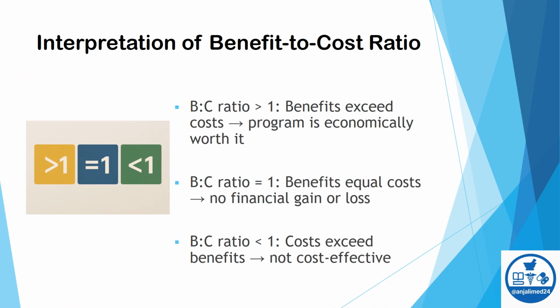Interpretation of benefit-to-cost ratio. The benefit-to-cost ratio is the most commonly used indicator in CBA. When this ratio is greater than 1, it means the benefits outweigh the costs, and the program is considered economically valuable. A ratio of 1 indicates a break-even point, while a ratio below 1 suggests that the program costs more than the value it delivers.